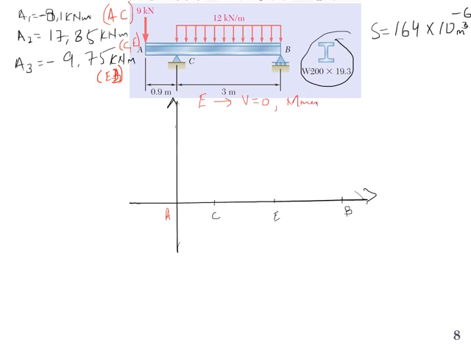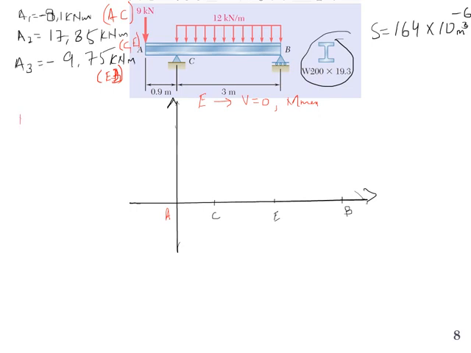And the slope of the curve will be 0. And A3, that is from C to B, the area under the shear force curve, the value is minus 9.575 kilonewton meter. Now we will calculate the moment at C, E, and B.